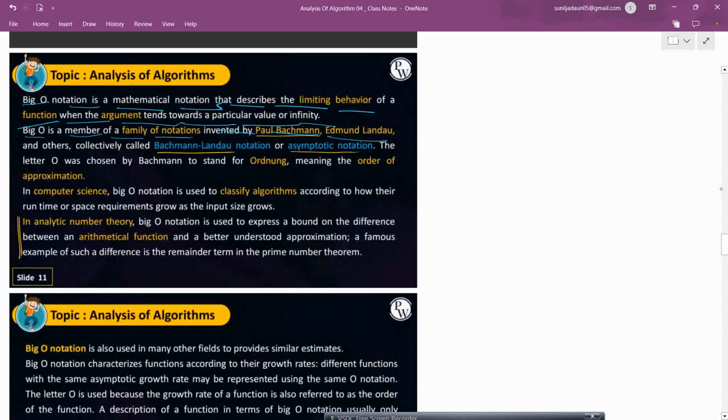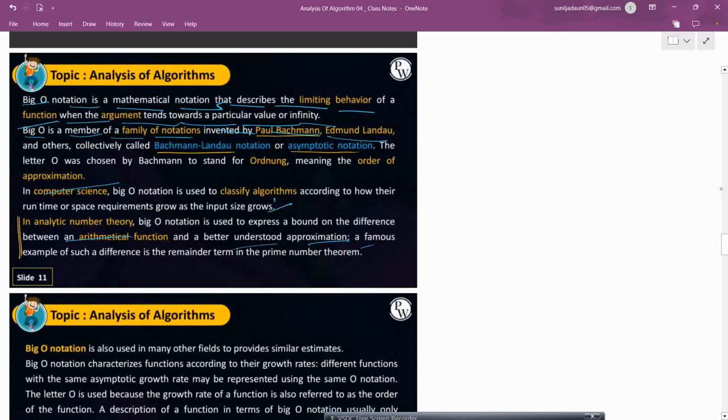The letter O was chosen by Bachmann to stand for ordnung, meaning the order of approximation. In computer science, big O notation is used to classify algorithms by how their runtime and space requirements grow as the input size grows. In analytic number theory, big O notation is used to express a bound on the difference between an arithmetic function and a better understood approximation.